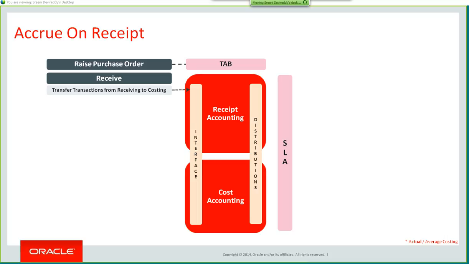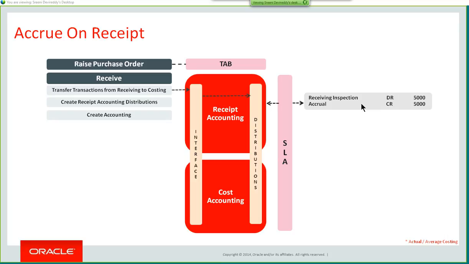So that's transfer transactions from receiving to costing. That's one process. What does it do? The receiving transaction that you have just created will be picked up and sent to costing, meaning the receipt transaction is populated into the interface table. There is another process, create receipt accounting distributions, that picks up that record in the interface table and puts it across into the distributions table. And then you finally do the accounting, meaning running the engine. When you run it, the engine picks up the distributions and creates the journal entries.